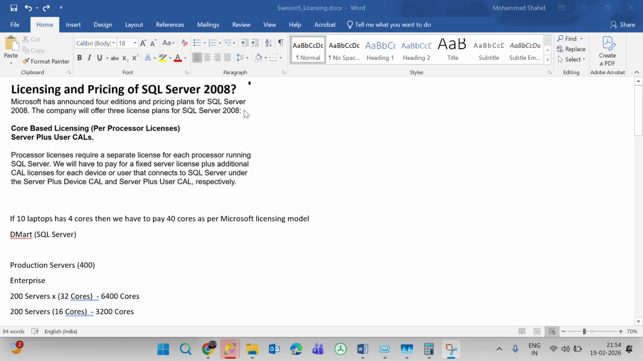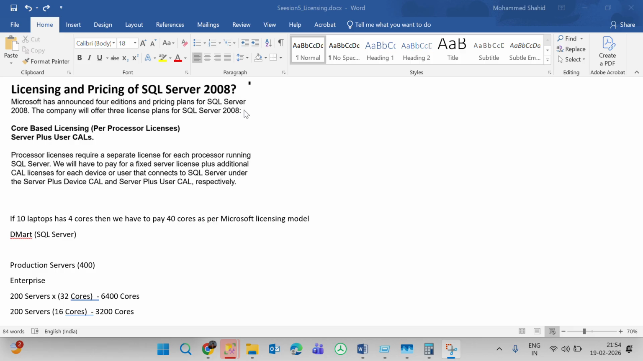Today we are going to discuss license and licensing. In the last class we discussed editions: standard edition, enterprise edition, evaluation edition, developer edition and express edition. Mainly we use standard and enterprise edition for business purposes, and the remaining three, developer, evaluation and express edition, are non-production servers, which are used for testing purposes, and they are also free.